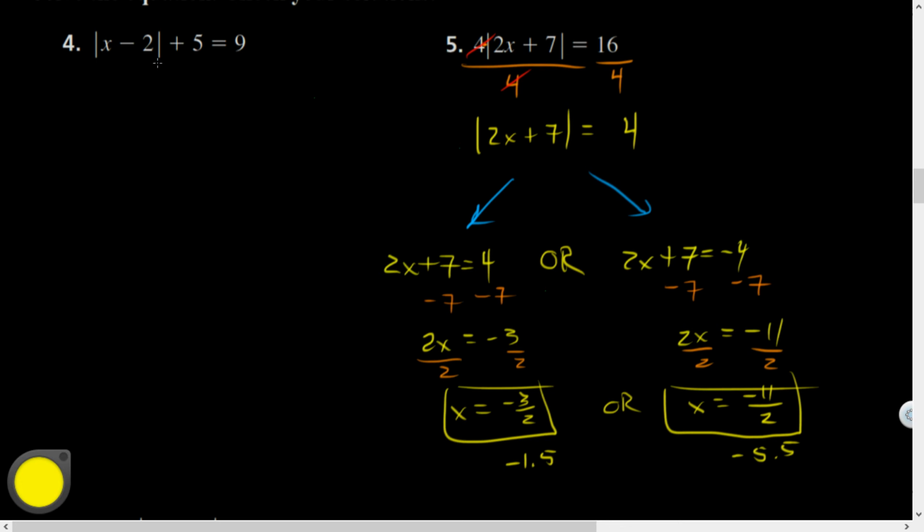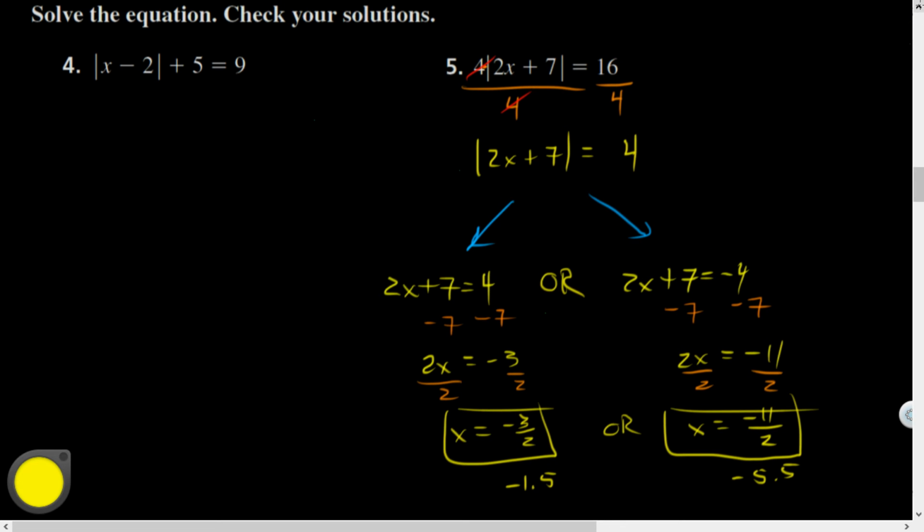All right, question 4. Ethan, could you walk me through question 4? I've got to get the absolute value by itself first. So what did you do to get that done? Yeah, subtract 5 from both sides. So I get abs x minus 2 equals 4. And now can I add 2 to both sides?